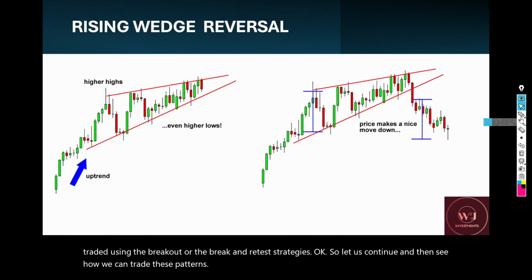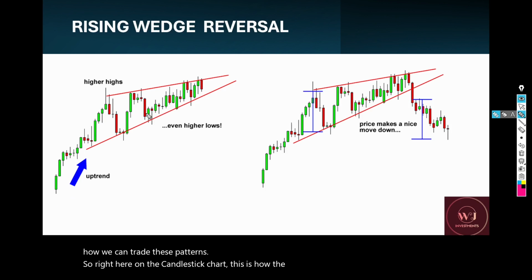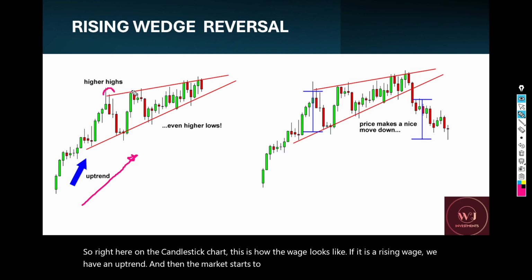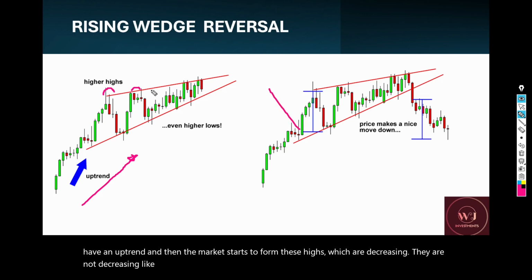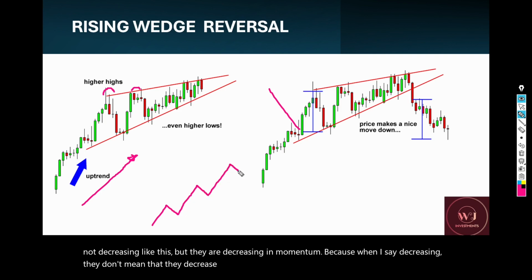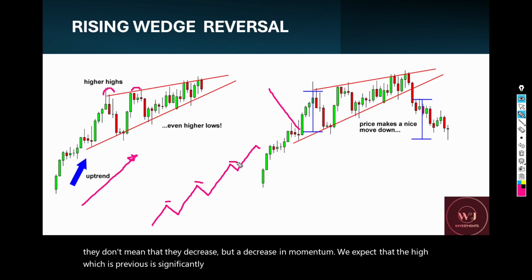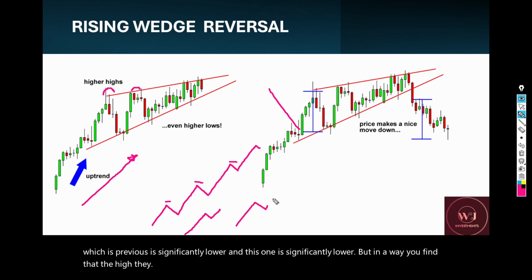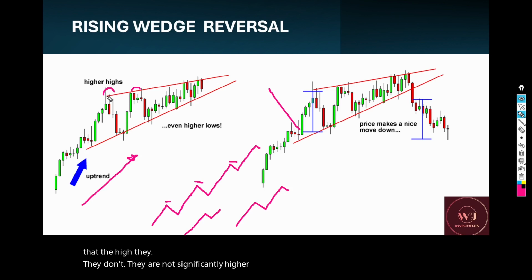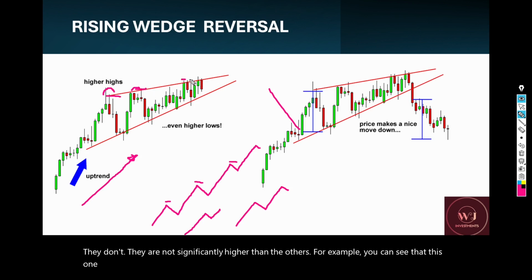So right here on the candlestick chart, this is how the wedge looks. If it is a rising wedge, we have an uptrend, and then the market starts to form these highs which are decreasing. They are not decreasing like this, but they are decreasing in momentum. When I say decreasing, I don't mean that they decrease in price, but they decrease in momentum. In a normal trend, we expect that each previous high is significantly lower than the next. But in a wedge, you find that the highs are not significantly higher than the others. For example, you can see that this one and this one and then this one almost look like they are nearer to each other.